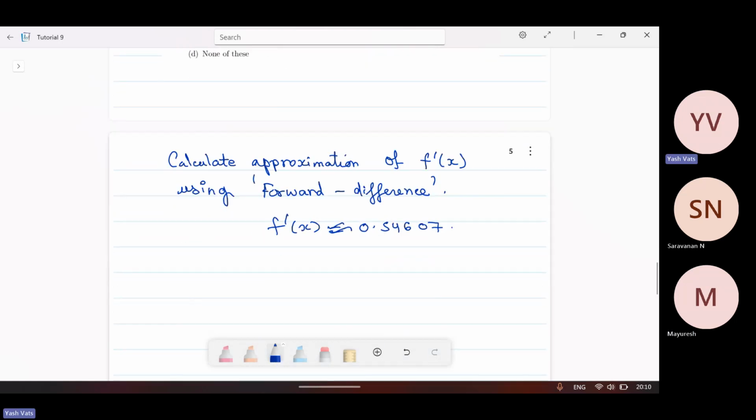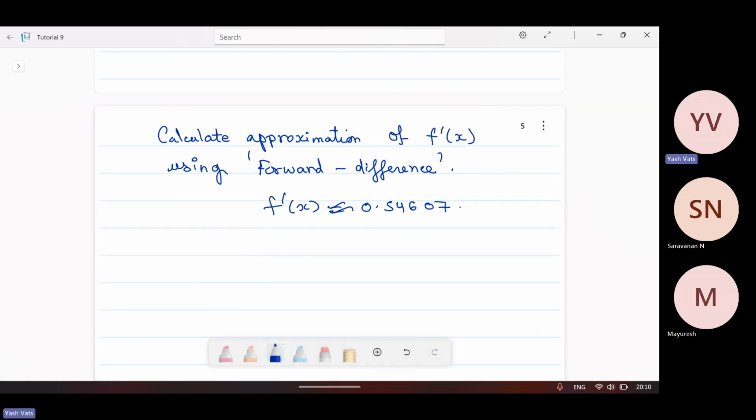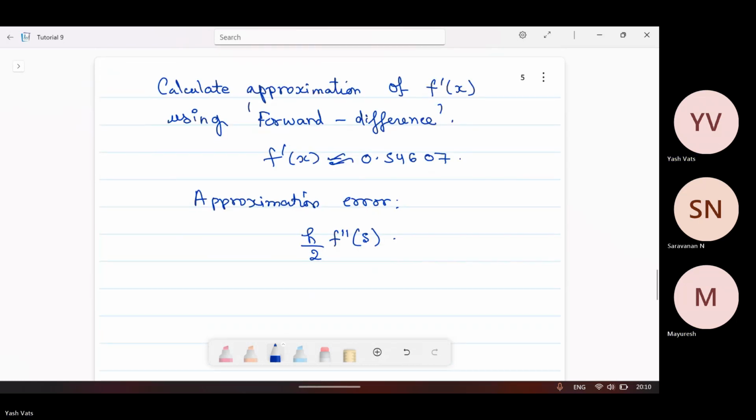Now, let's discuss the approximation error bound. So what is the error? What is the order of the formula's truncation error? It should be h by 2 f double dash. So what is ln x? The derivative of ln x is 1 by x, and the double derivative is minus 1 by x square.